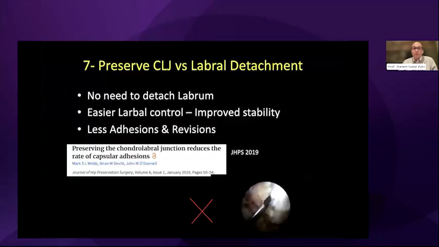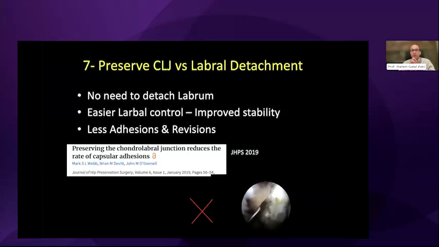So do we preserve the chondrolabral junction or do labral detachment? In the old days, people always recommended labral detachment, so you're able to bring the pincer back into place. However, recent studies have found there is no advantage to detaching the labrum. Actually, when you leave it attached, it's easier to control. You can penetrate, and it stays in place rather than being floppy in your operative field. And studies have shown there are fewer adhesions and revisions when you keep the chondrolabral junction attached.